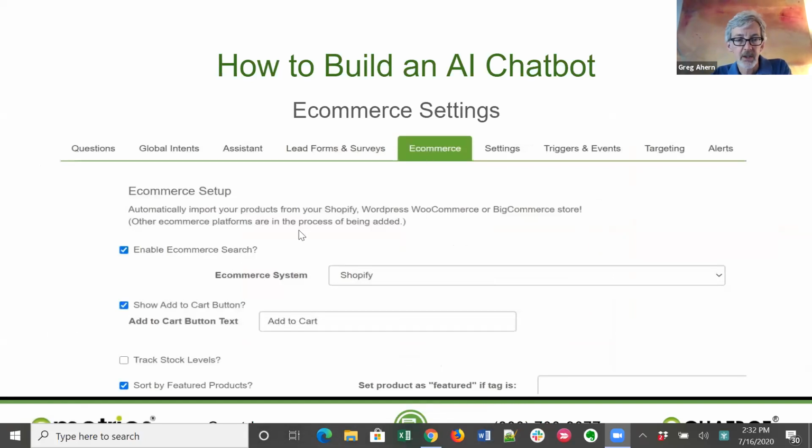On the e-commerce section, it's straightforward. You pick your e-commerce platform and there's a bunch of other stuff to fill out here, depending on your key and the system you're using and things like that. But once that's set up, once its stuff is entered, then it automatically pulls everything from the database.